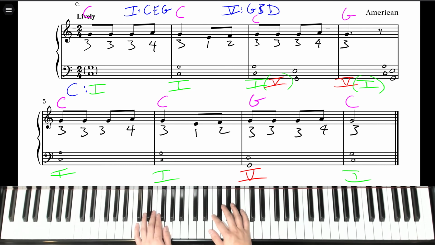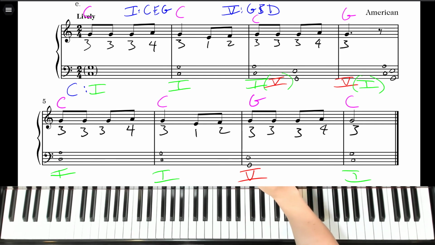Now let's try it hands together. Again, you may be using slightly different chords than me. Here we go. 1 and 2 and 1 and 2 and 1 and 2 and 1, 2.